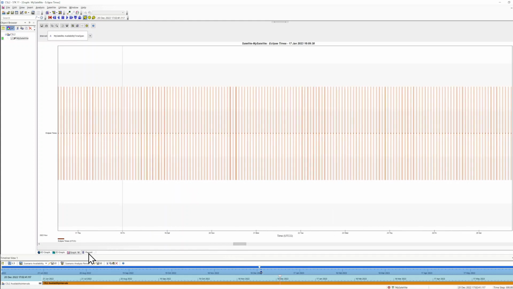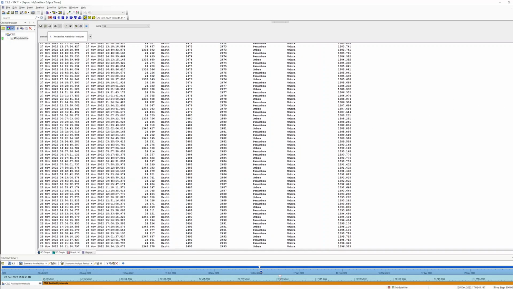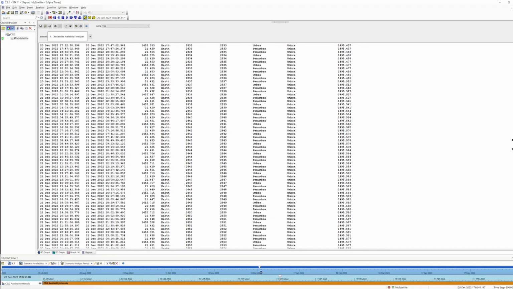And so if we want to have the numbers, we can see that at the end of October we have only a few hundred seconds of eclipse duration, but if we go to the 21st of December, then it's about 1,400 seconds. So this is about 25 minutes.